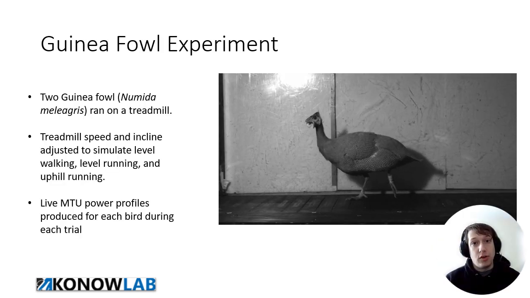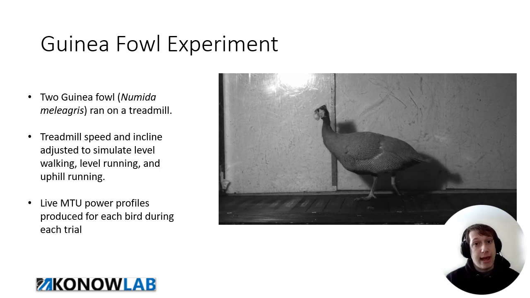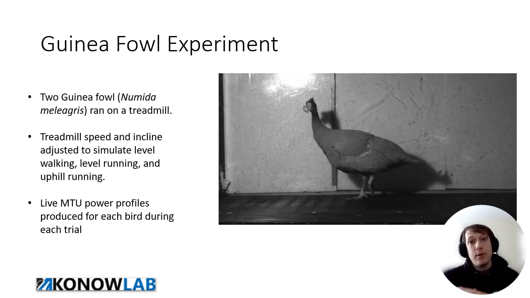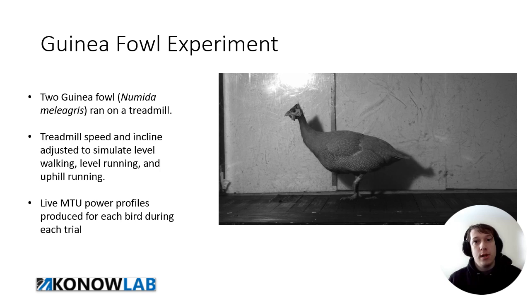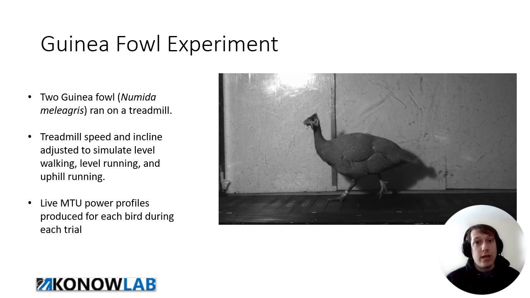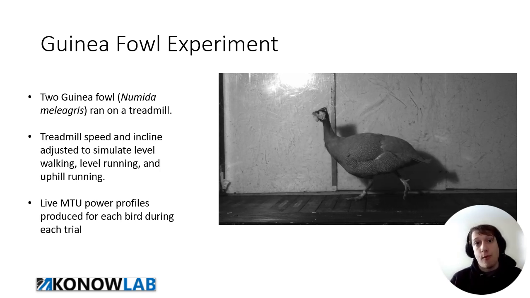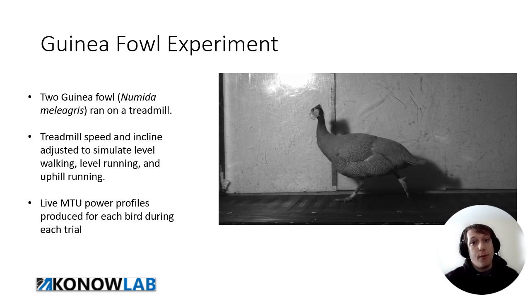To test our hypothesis, we put two guinea fowl on a treadmill. We had them run on it, walk on it, and we inclined it and had them run up it as well. Now, using implanted devices in the bird, we could get live muscle tendon unit power profiles for each trial.